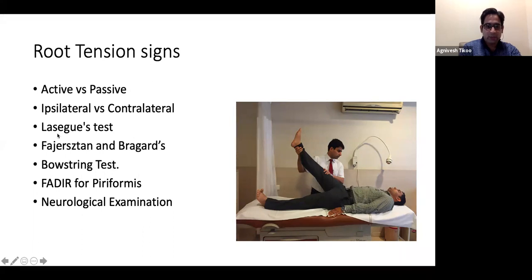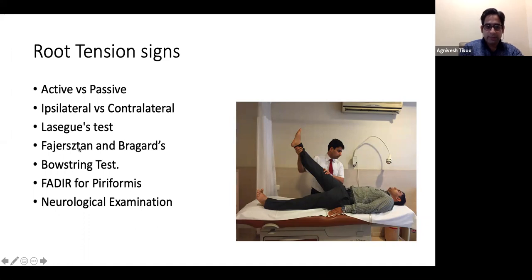So Lasègue's test was described for this. In that, you do not straight away raise the leg. You bend the hip first and bring it to say 30 degrees, and then in those 30 degrees you slowly try to make the leg straight. If the patient doesn't complain of pain, then you bend the knee again, raise the thigh to say 40 or 50 degrees, and then slowly start making the leg straight again. That is how you find out the true SLR.